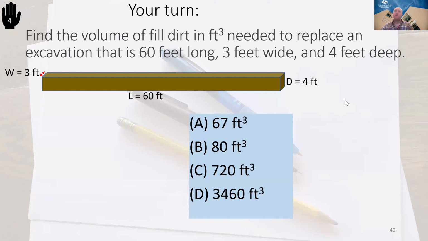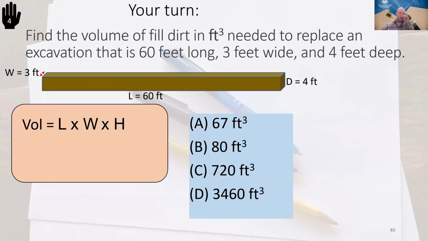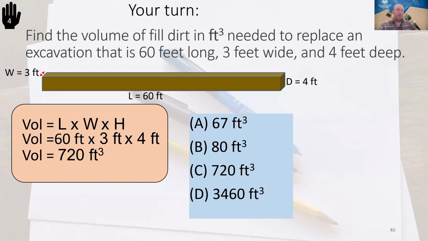Okay, so first I wrote down my formula. That's where I start with all of these: I always write down my formula and then I just plug in the values for those. So 60 feet times 3 feet times 4 feet. If we plug that into our calculator and multiply that out, 720 feet. Cubic feet, I should say, so you have the right units on there. Cubic feet, because we're talking about volume. So we're in 3 dimensions right here. So we have cubic feet. So the answer is C, of course. So nice job. Pretty much everyone got that.